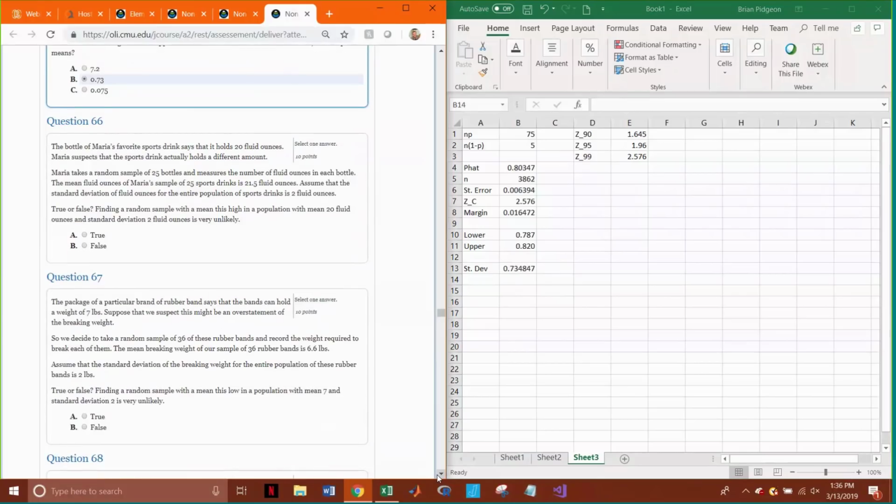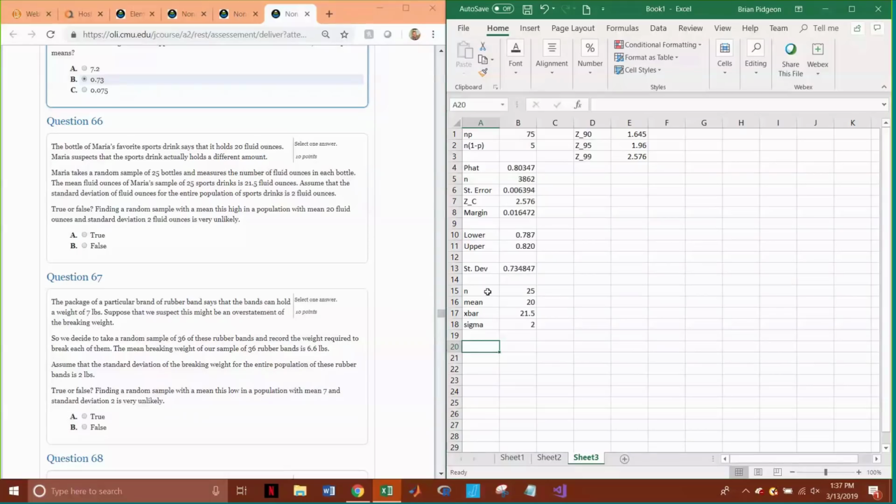The bottle of Maria's favorite sports drink says that it holds 20 fluid ounces, but she suspects that it's different. Maria takes a random sample of 25 bottles, so let's just write n is 25. In Maria's sample, the mean is 21, actually the population mean is 20. X bar, her sample mean, is 21.5, and then sigma, the population standard deviation, is 2.